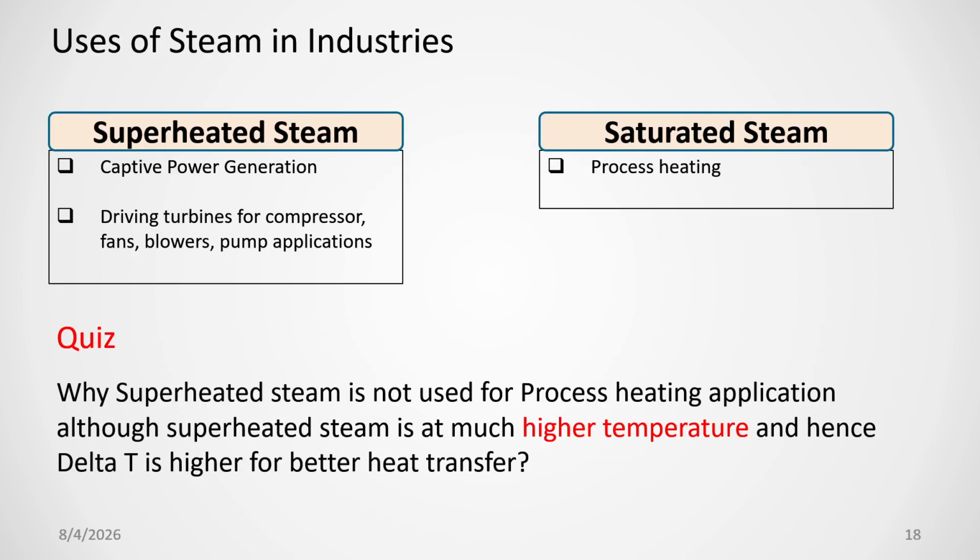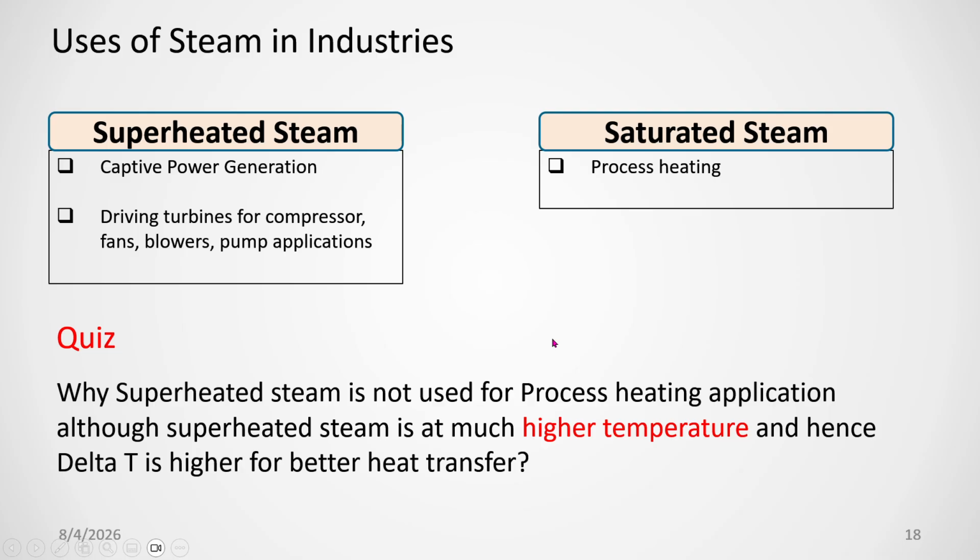So you can see the importance of dryness fraction for enthalpy. Superheated steam is used for captive power generation, and in turbines to drive compressors, fans, blowers, pumps, etc. Saturated steam we use for process heating.